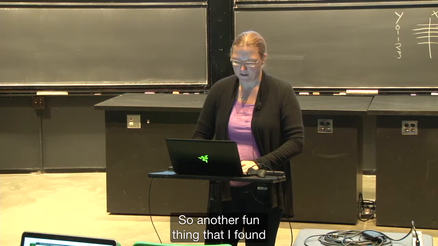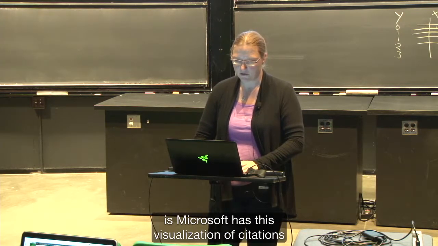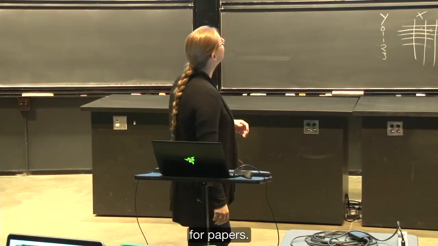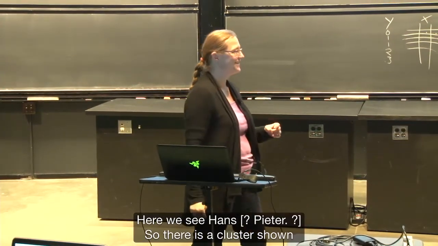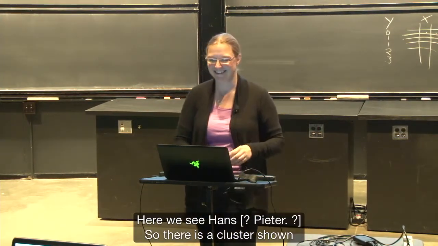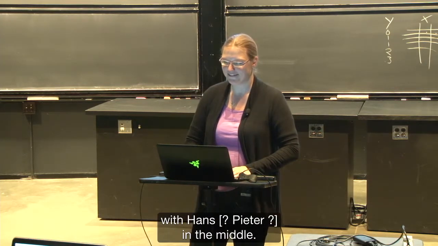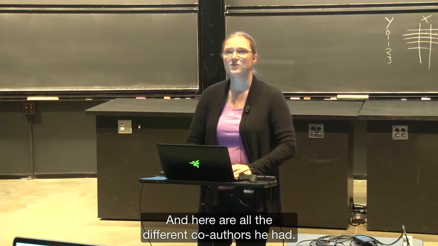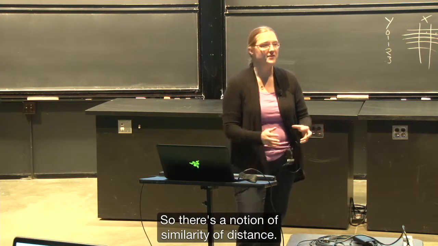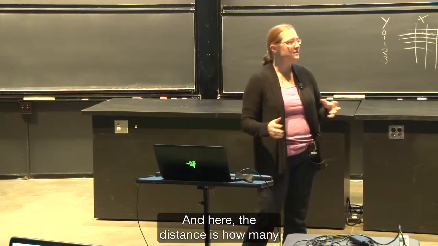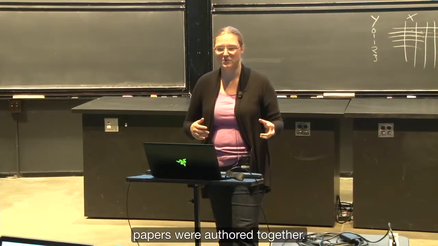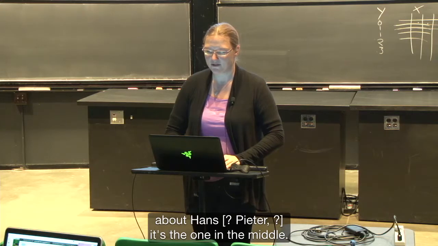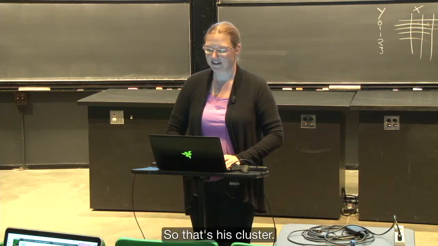Another fun thing that I found is that Microsoft has this visualization of citations for papers. Here we see Hans-Peter. So there is a cluster shown with Hans-Peter in the middle. It's his cluster, and here are all the different co-authors he had. So there's a notion of similarity, of distance, and here the distance is how many papers were authored together. And then, of course, because this is about Hans-Peter, he's the one in the middle. So that's his cluster.